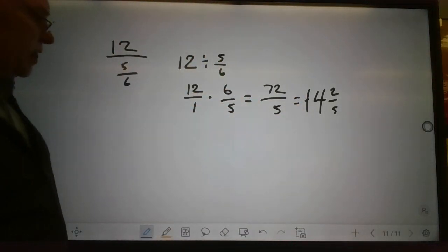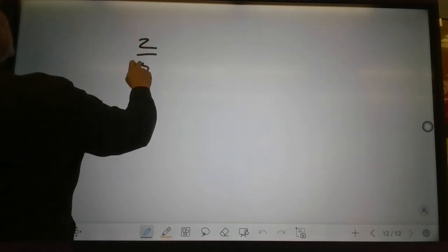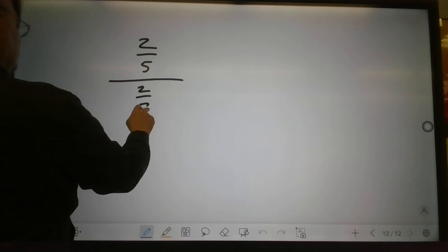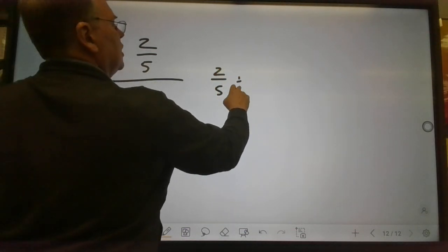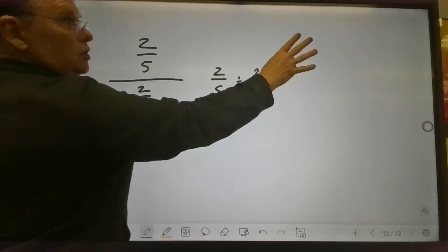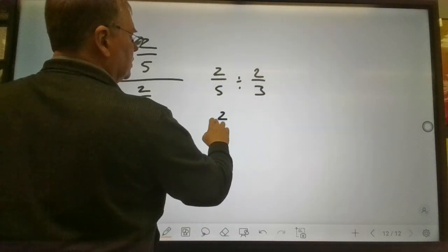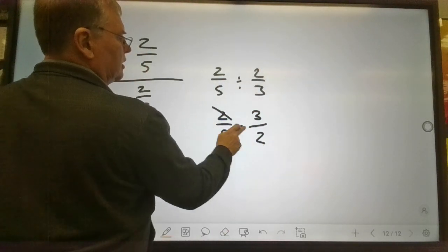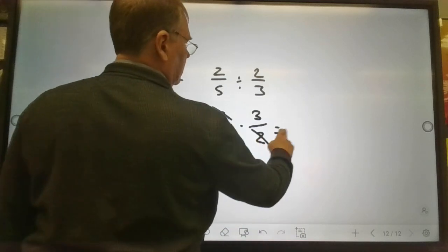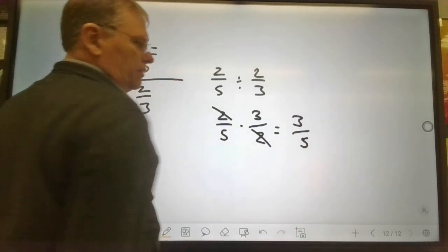Just makes sense. Moving on to letter C, and we have 2/5 divided by 2/3. So 2/5 divided by 2/3. You can use your calculator, or 2/5, flip the second fraction, change it to multiplying. I see the 2's can cancel, and I end up with 3/5.